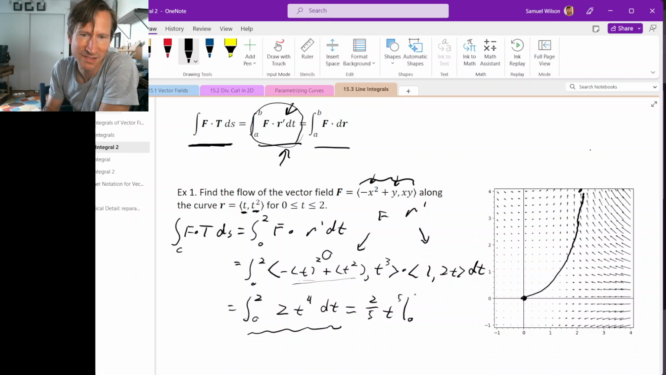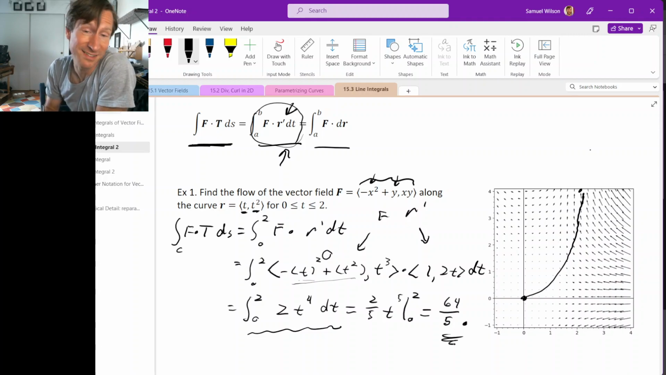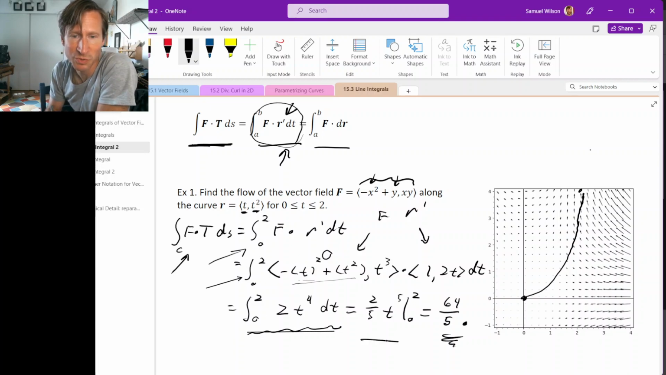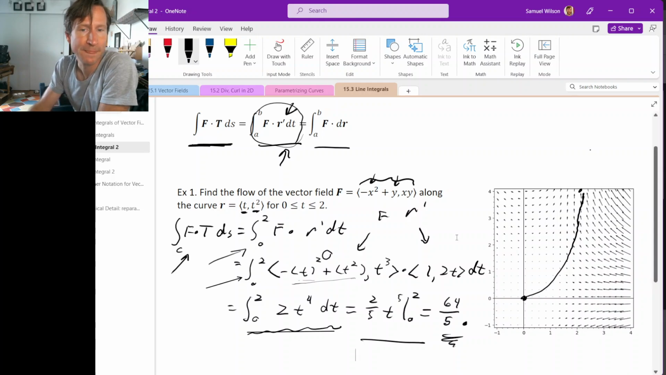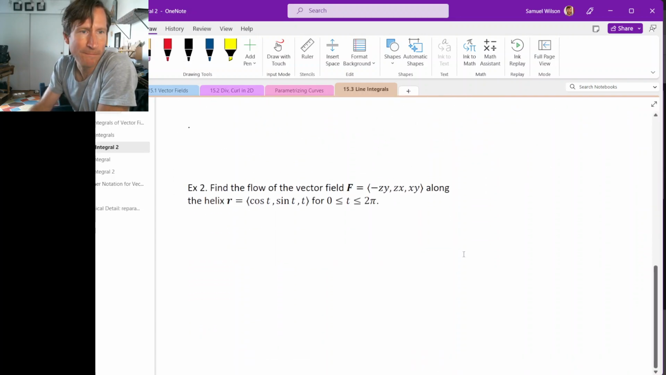We need to evaluate at 0 and at 2. Let's see. 2 to the 5th is 32, times another 2 is 64. So 64 over 5. I hope I did my arithmetic correctly. Anyway, it's positive. Okay, so to calculate the flow integral, we parameterized it in terms of our vector field and our parametric curve. That turned it into a single variable integral, which we evaluated in the usual way. All right, let's look at one more example.